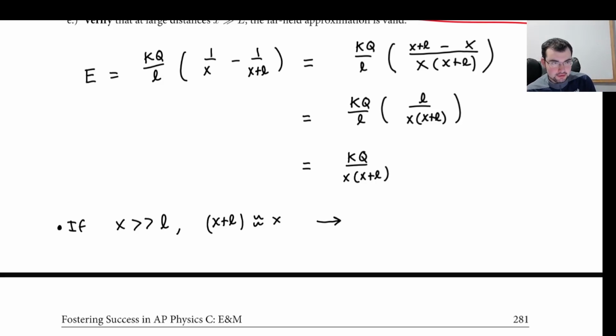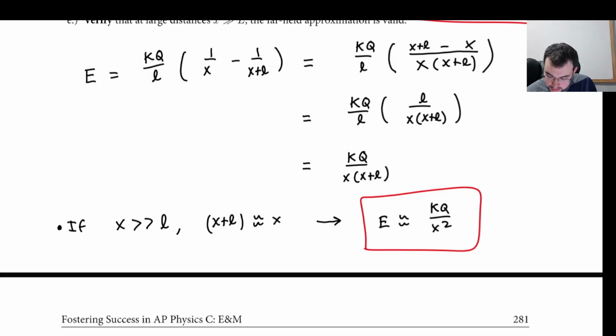And if we can do that, replacing x plus L with just x, we get E is approximately kq over x squared, which does work, right? Because this is a point charge. This is a point charge field.